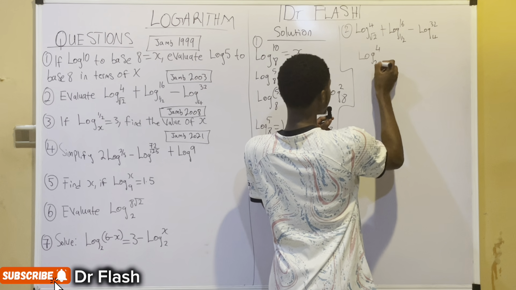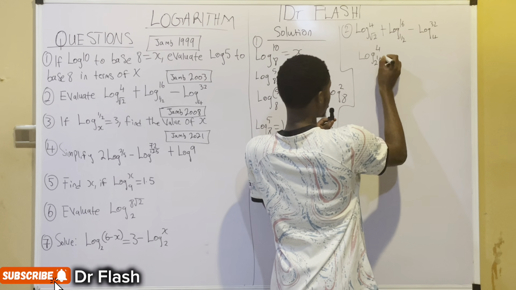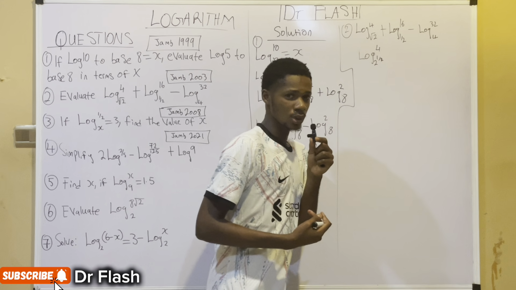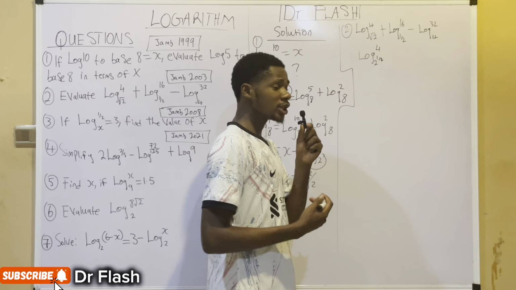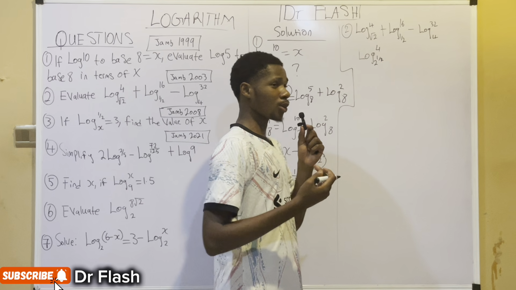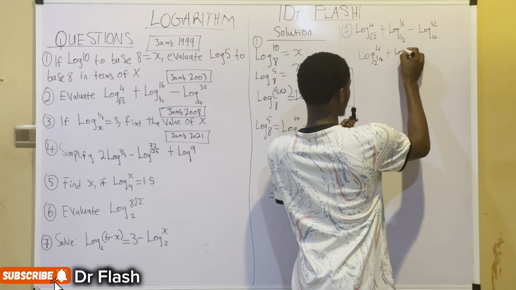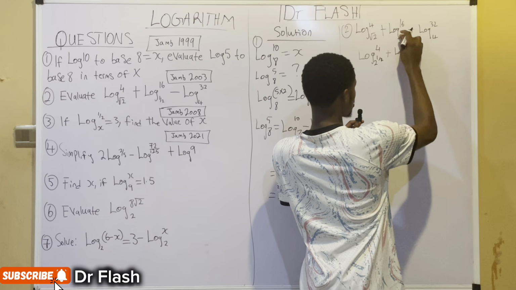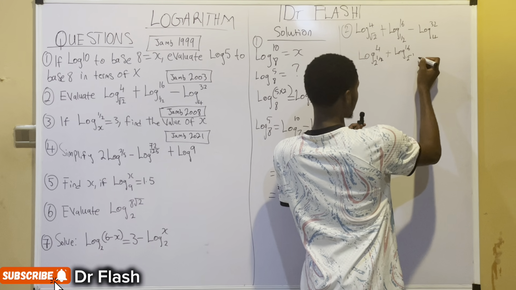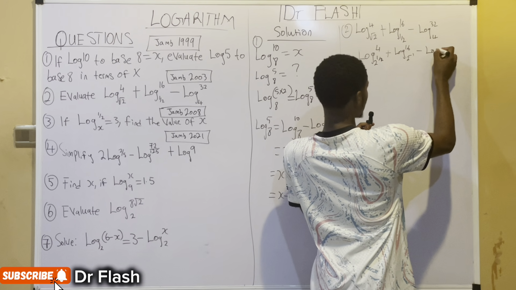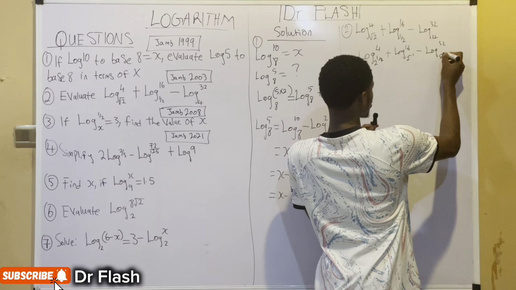log 4 base 2 raised to power half. Remember, square root is 1 over 2 in power. We've done this in indices, so if you don't understand this part, you might want to go and watch our video on indices. Plus log 16 base 1 over 2, same thing as 2 to the power of minus 1, minus log 32 base 2 squared.